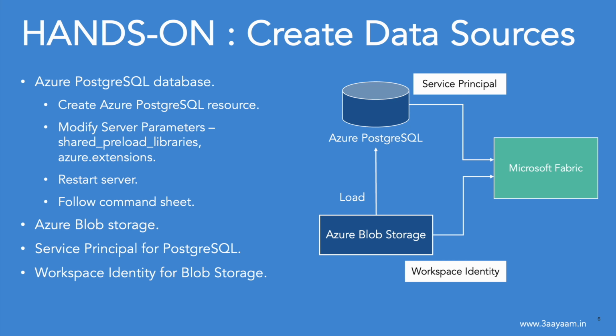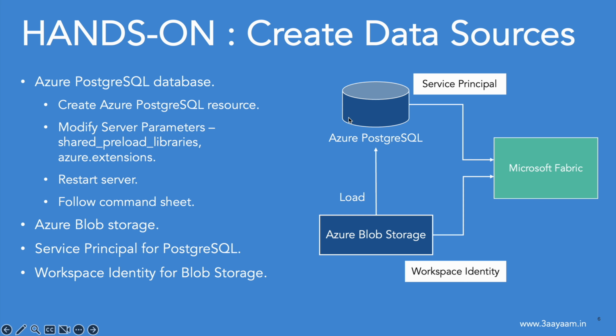Now let's do some hands-on. What I will do is create a data source and make sure that Fabric can connect to the data source. Actually, there will be two data sources that I'll be creating. One would be an Azure PostgreSQL database, and the other one would be Azure Blob Storage. So these would be two different data sources that I'll create.